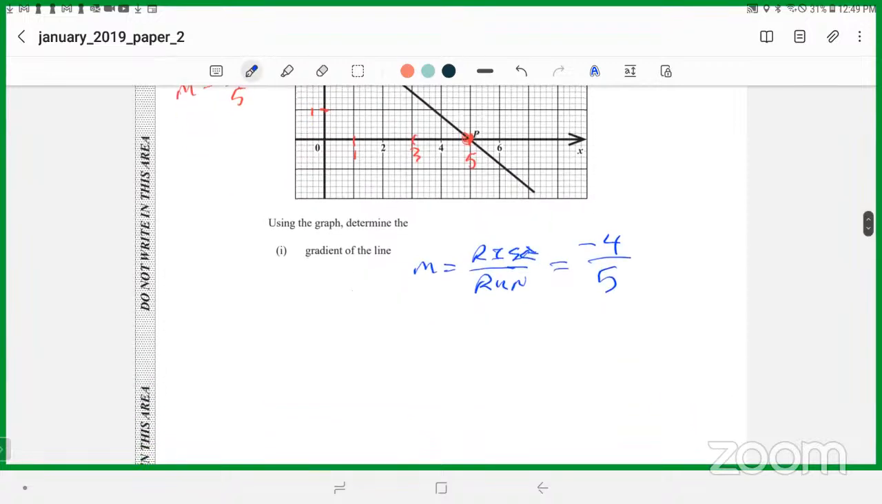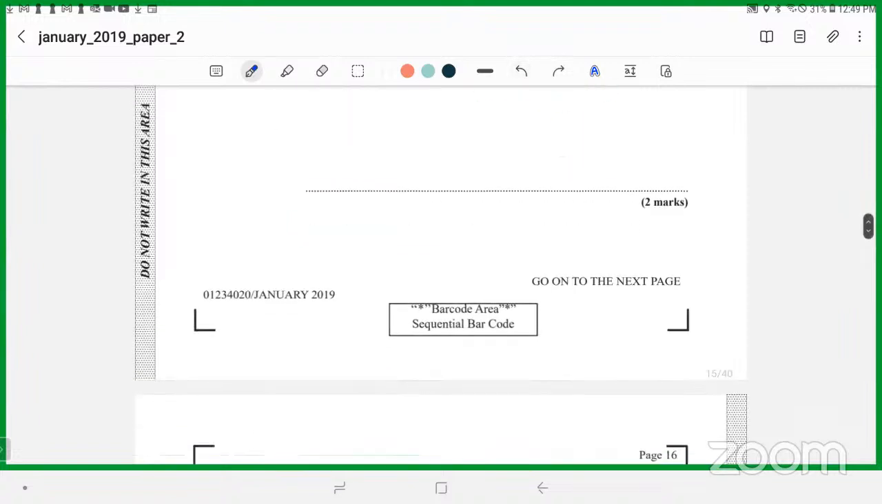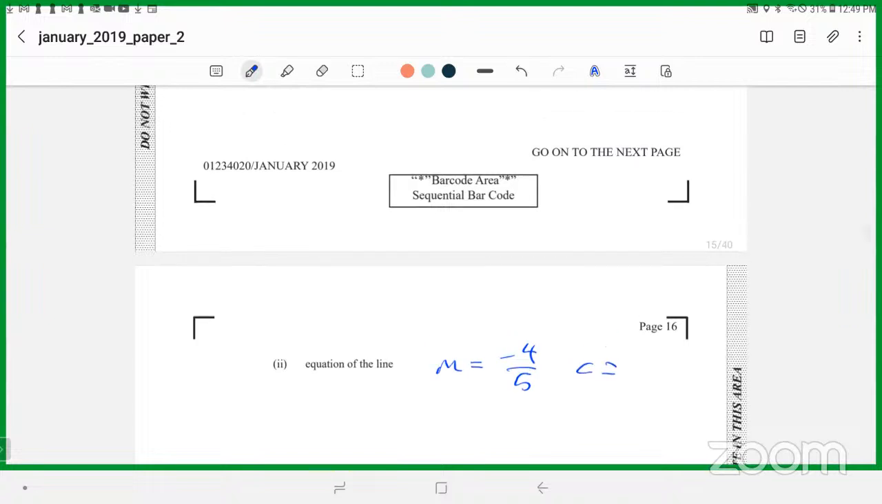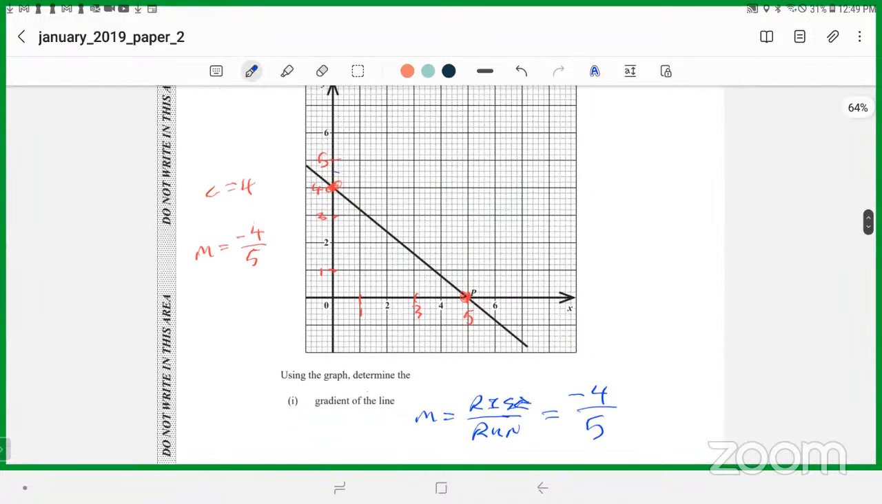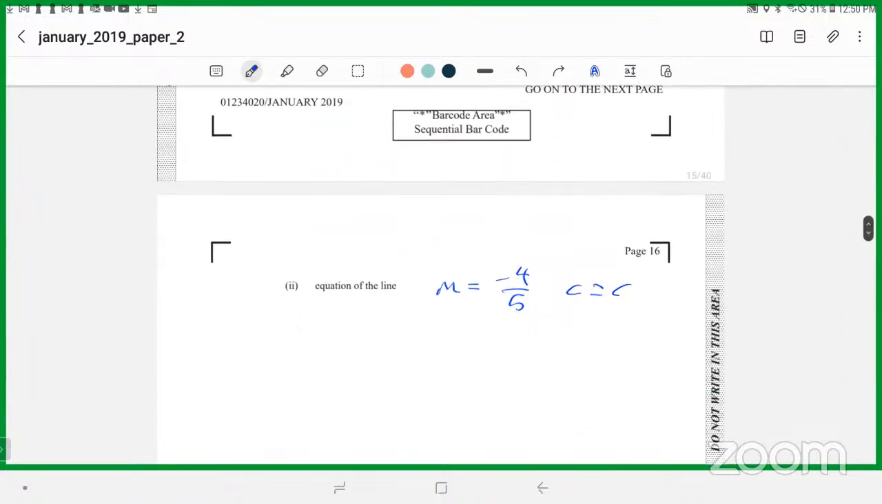Let's continue. You don't know what question I'm going to ask you, but this is the gradient of that line, -4 over 5. Next I want the equation. So we have the gradient, which is -4 over 5. I could see the c value on the graph. The c value was 4 right here. So no calculation needed again because it's there on the graph.